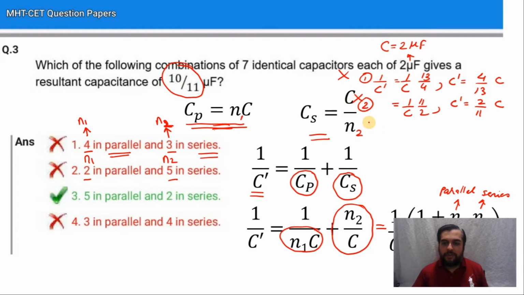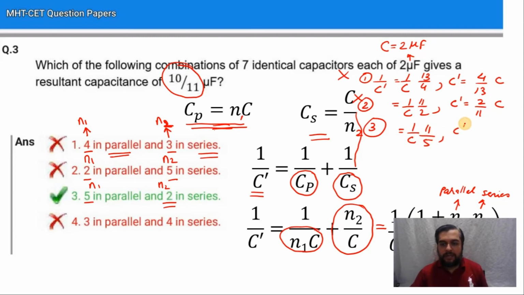This is also not possible. Then we come to the next, the third condition. Third condition, n1 is 5 and n2 is 2. So 5 into 2, that is 10 plus 1, 11 upon n1, that is 5. So this will become equal to 11 upon 5.